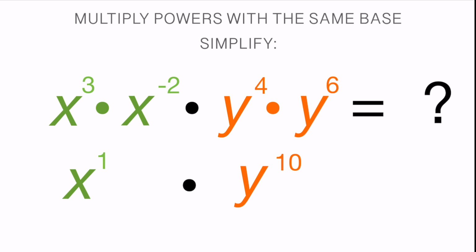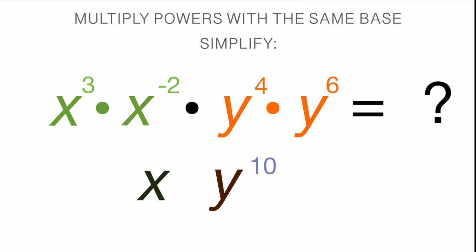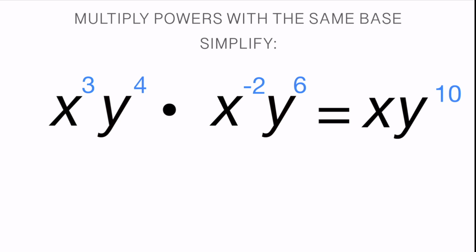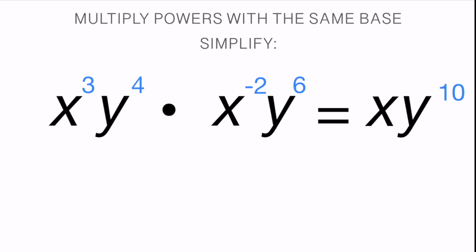X to the first power is the same thing as x, and then we join it with y to the 10th power. So x to the third power y to the 4th power times x to the negative 2nd power y to the 6th power is equal to x y to the 10th power. You're a pro.